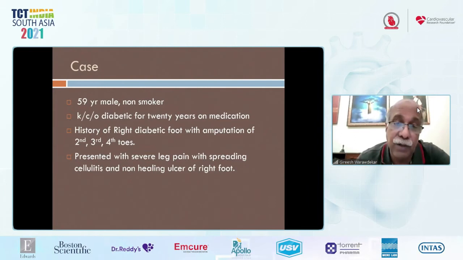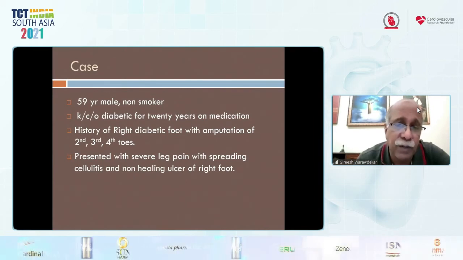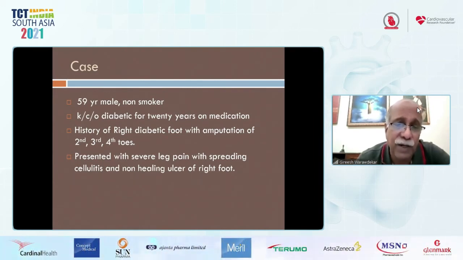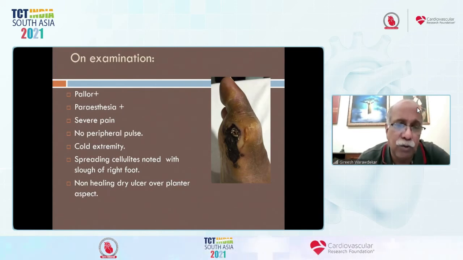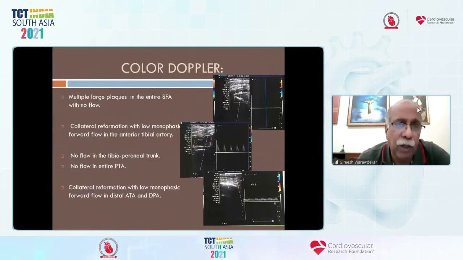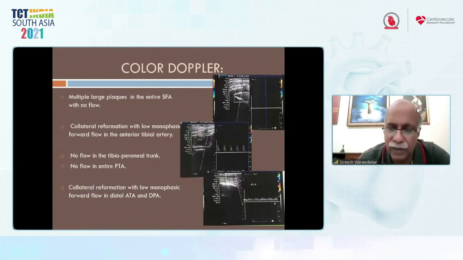He had a history of diabetic foot and amputation of second, third, and fourth toes, presented with severe leg pain, with spreading cellulitis and non-healing ulcer of the right foot. So this is what the ulcer looked like. There was definitely something that needed to be done. We did the Doppler, which showed that there was extensive disease.